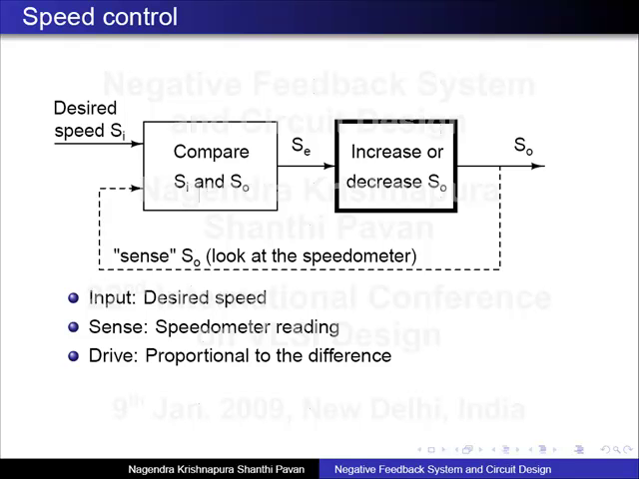The amount of drive you give to the car is proportional to the difference. You don't always jam the car. If you want to go to 50 and you are at 10 kilometers an hour, you don't just gently press on the accelerator. That's not an efficient way of doing it either.